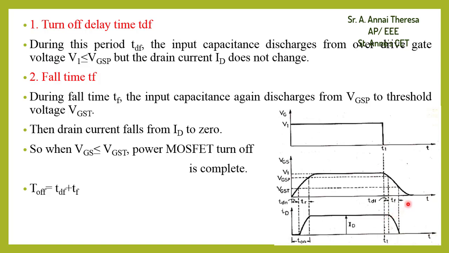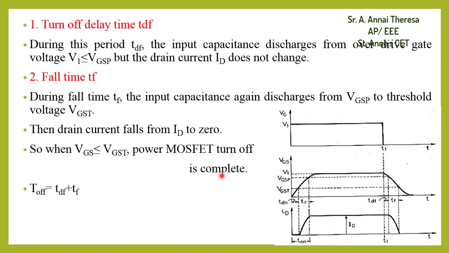Then the next one is the fall time, TF. During fall time, the input capacitance again discharges from VGSP to VGST. From this value it is reduced further. Then what about the drain current? At that time the drain current falls from ID to 0. When VGS, the gate source voltage, is less than or equal to VGST, the gate source threshold voltage, the power MOSFET turn off is complete.